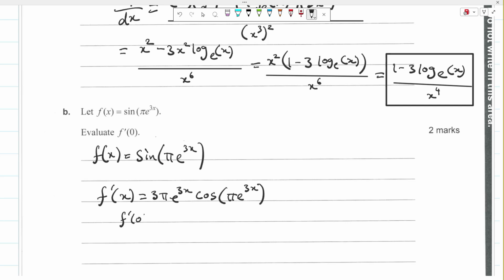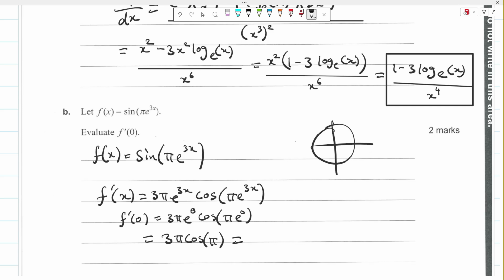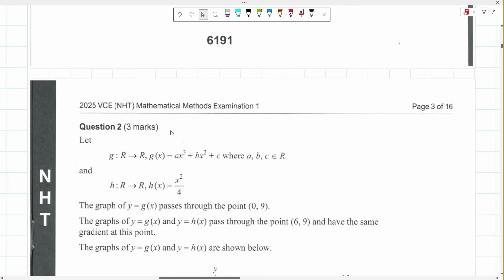Now f dash of 0, we just simply substitute 0 wherever we see an x. E to the 0 is just 1, so we get 3 pi times cos of pi. And cos of pi is just negative 1. If you remember from the unit circle, pi lands you here. That's when cos is negative 1, so we get negative 3 pi. Put a box around that just to show that is our final answer. Okay, not too bad so far.